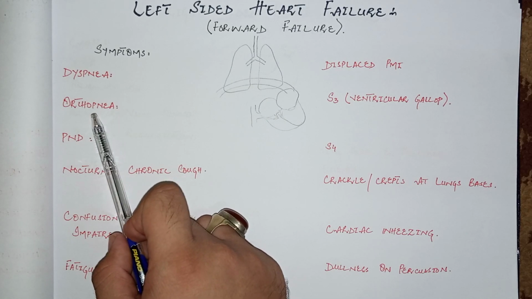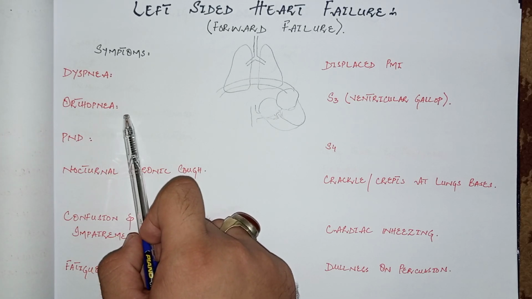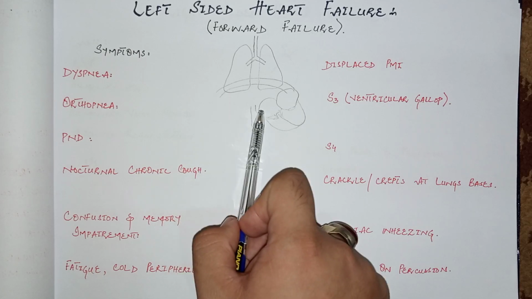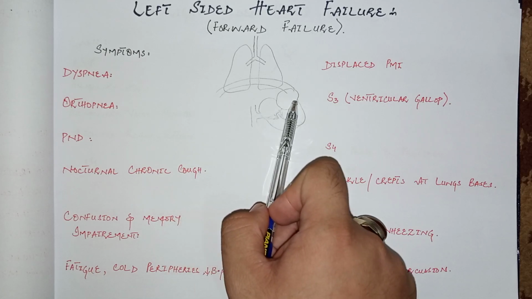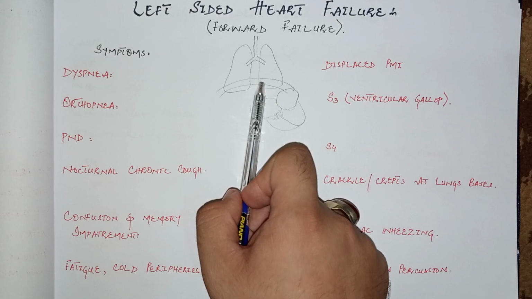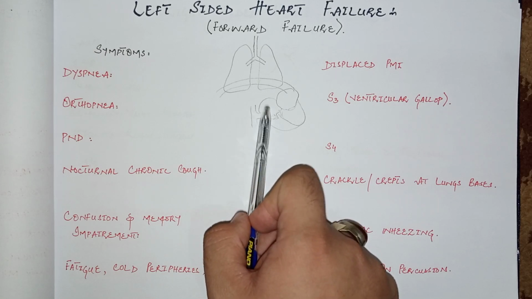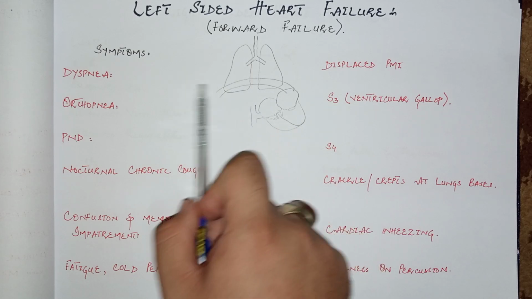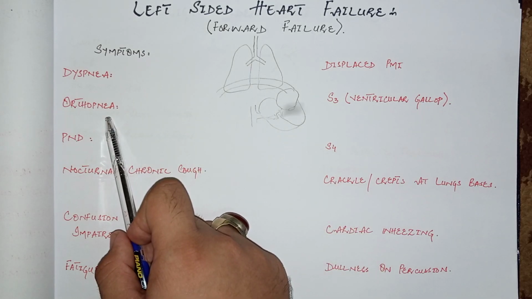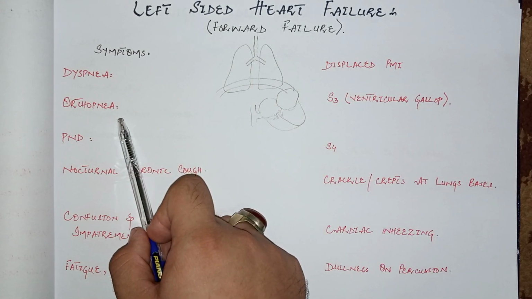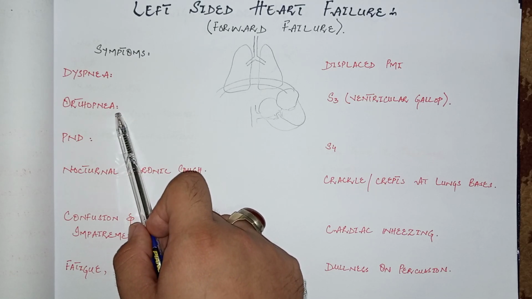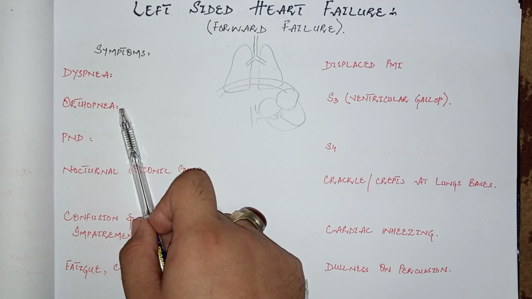Orthopnea means that when the patient is in the recumbent position, or lying flat, there is more venous return to the heart. Due to more venous return, as well as the pulmonary congestion we have discussed previously, the pulmonary edema is exaggerated. So the patient feels dyspneic, or has difficulty in breathing, and it is relieved by changing the position, or by standing.